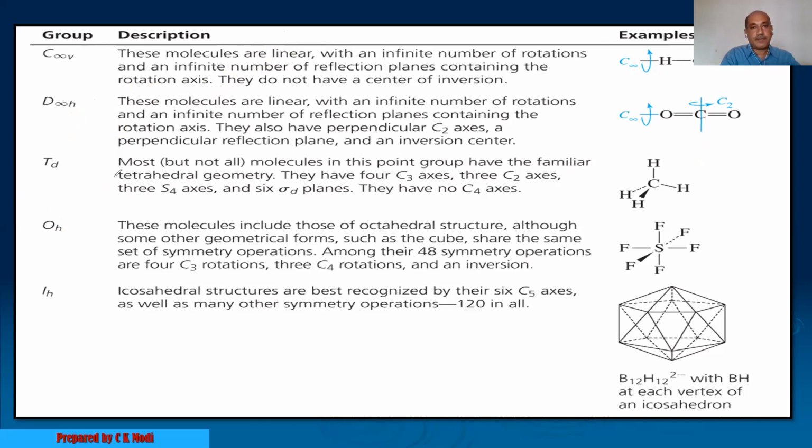Now another example is the CH4 molecule, which has tetrahedral point group. The number of symmetry operations present we shall discuss later on. These are the three polyhedral point groups we have to remember: tetrahedral, octahedral, and icosahedral. So for the CH4 molecule, the number of symmetry operations present we shall discuss later on.